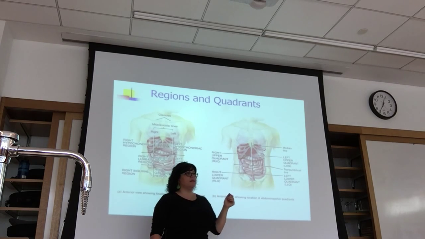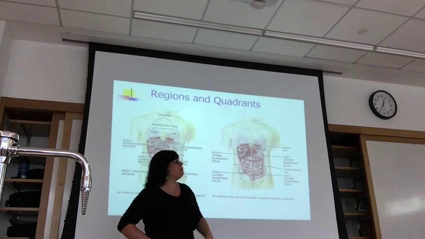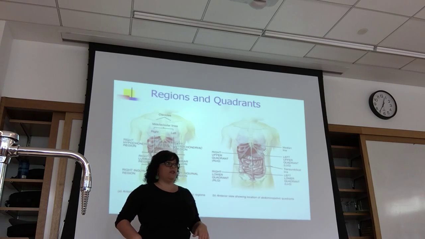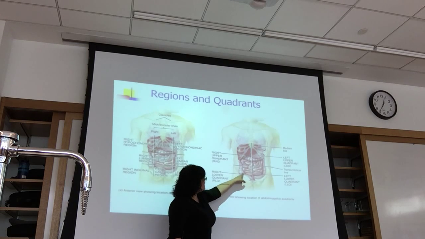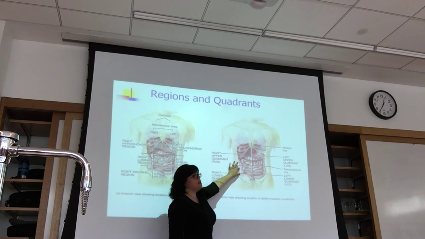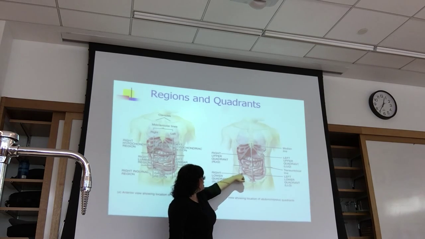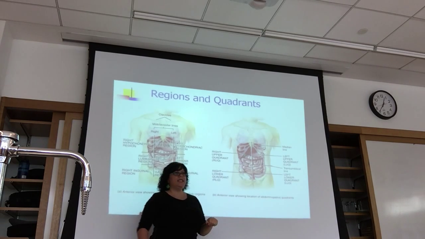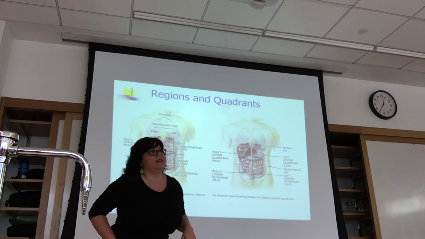How about the appendix? Right lower quadrant. Appendix is right here. It's like a little worm extending down from this area called the cecum, the first part of the large intestine. So this little worm that's extending down here, that's the appendix. It's in the lower right quadrant. And if you've ever had pain, it's in that area.